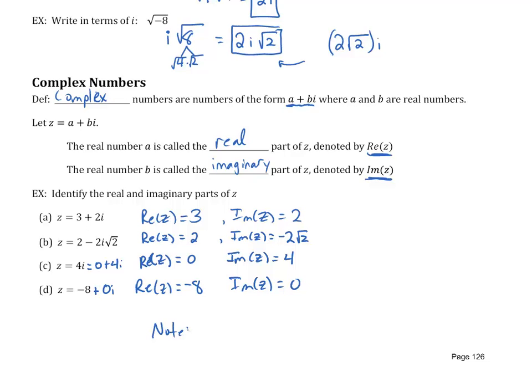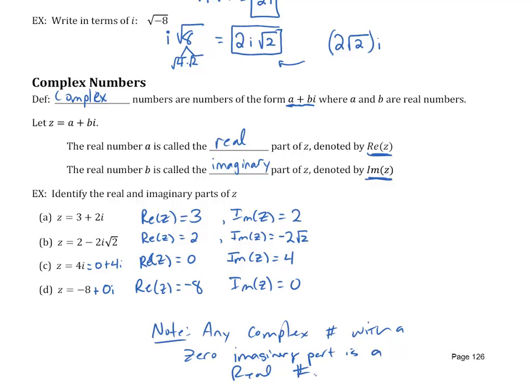Note, any complex number with a 0 imaginary part is a real number. It's just a fancy way of saying all real numbers are in fact complex numbers. Complex numbers is now an all-encompassing set that covers all types of numbers that we've ever seen before.